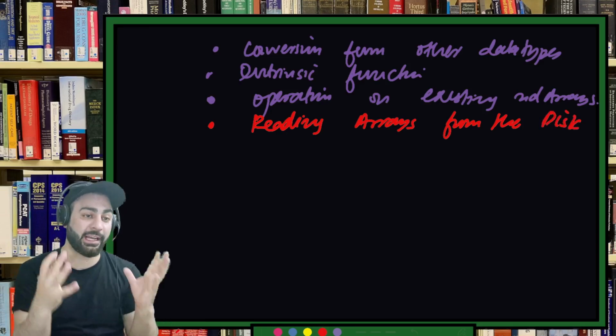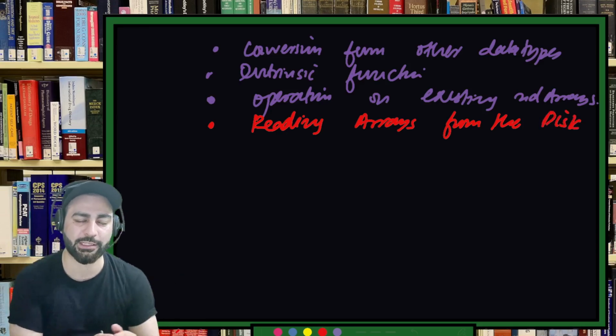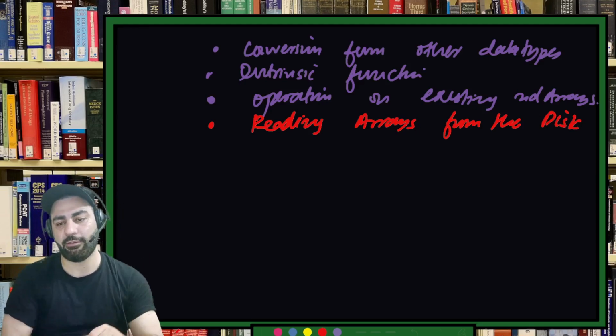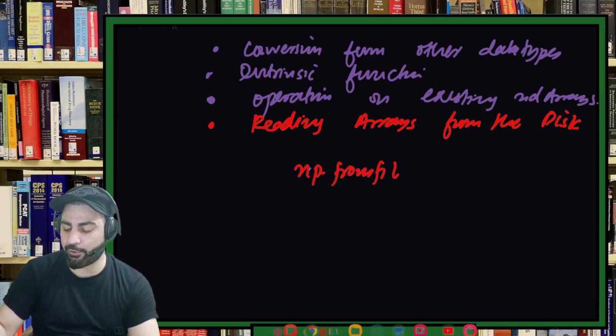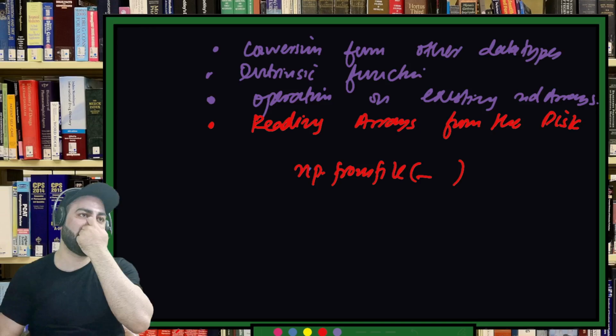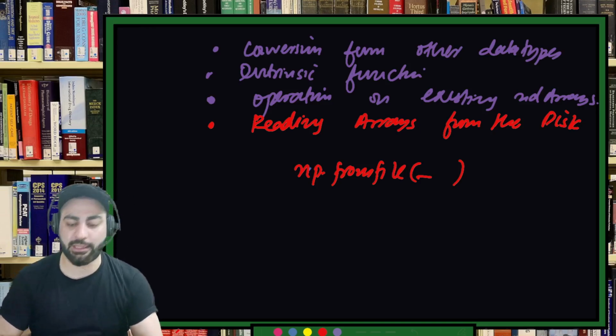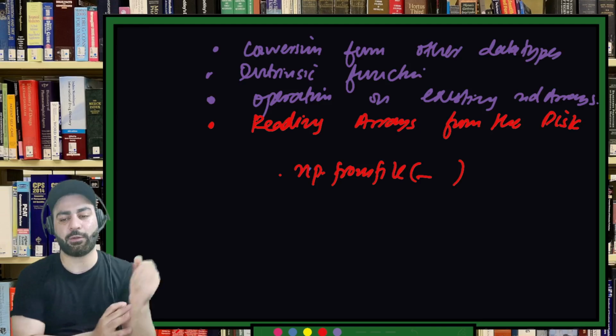This way also you can create arrays, because let's suppose you have stored some data onto the disk. So what you can do is read them. Let's suppose you have a function called np.fromfile, and you can give the path of the file over here, and you can read it as a NumPy array. Then this will again create an array. This is one other method.